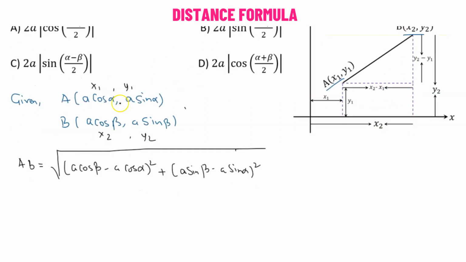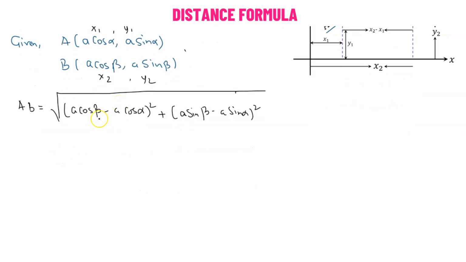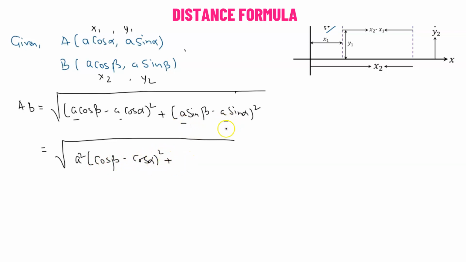Now clearly we'll have to do some trigonometric manipulation here, only then we'll be able to get the correct option. So let's do that. Starting with the first term, we have a as the common factor in both terms. We can pull it out of the parentheses and square it. So we have a squared times cosine beta minus cosine alpha, whole square. Then we have a also common for the two terms within the parentheses. We can pull it out as well. So we have a squared times sine beta minus sine alpha, whole square.